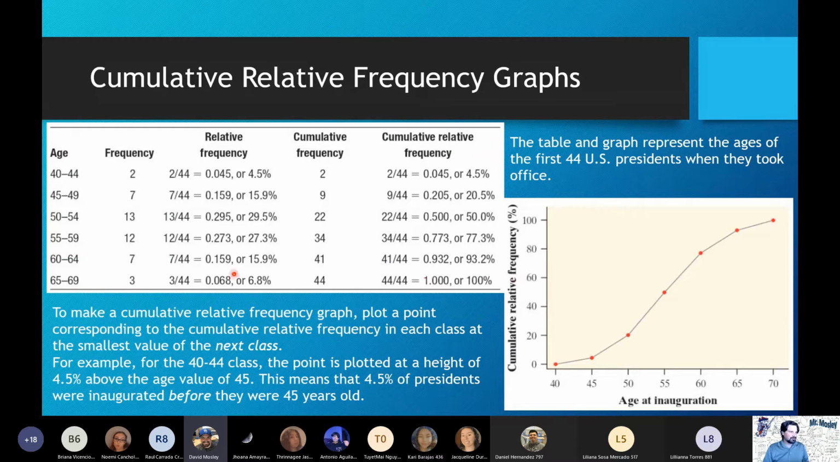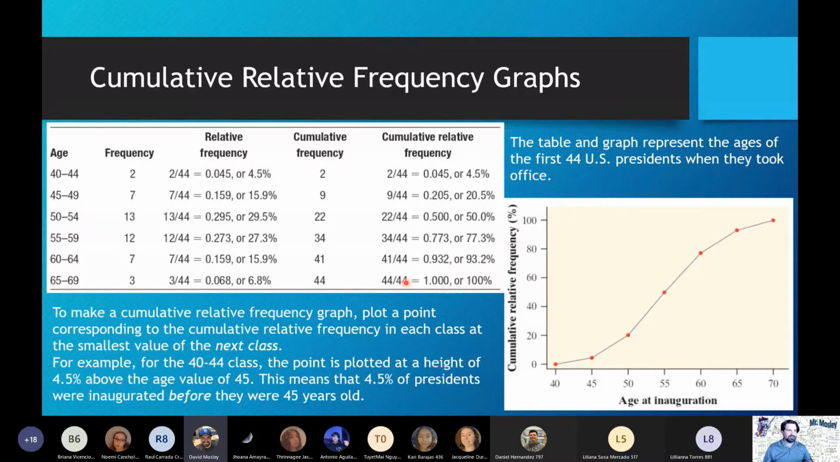The last row here, the cumulative relative frequency, should be 100%, because the cumulative frequency should be everything in our set. Right? It could be possible maybe to have a rounding error at some point, but this last one should be 100% for all the observations.